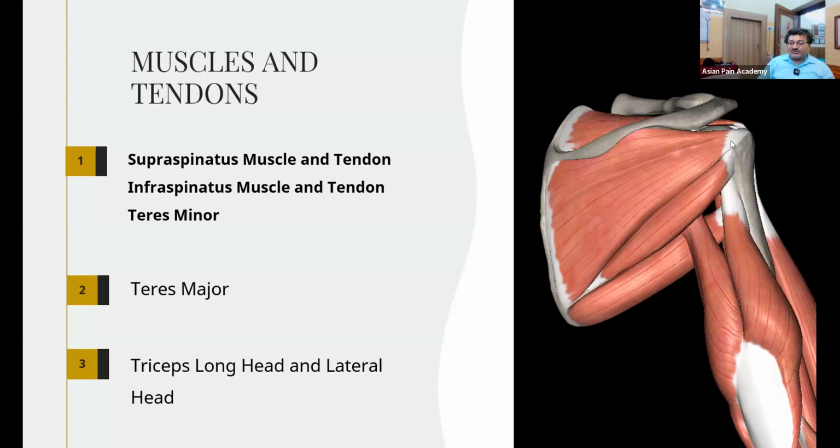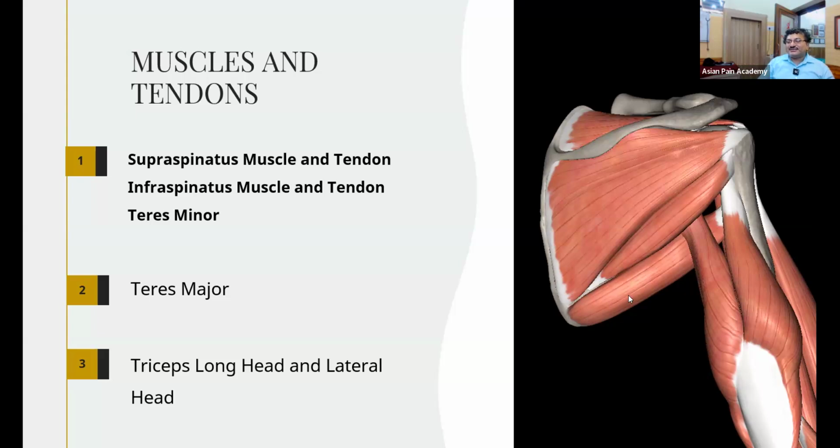Next, we have the infraspinatus muscle that takes origin from the broad infraspinous fossa, and that continues laterally and again reaches the greater tuberosity. Now we have two more muscles. One is the teres minor, the other one is the teres major. Remember one thing very importantly: teres minor is a part of the rotator cuff. Teres major is not a part of the rotator cuff. So you never get confused. Remember, the fourth muscle that takes part is the teres minor, not the teres major.